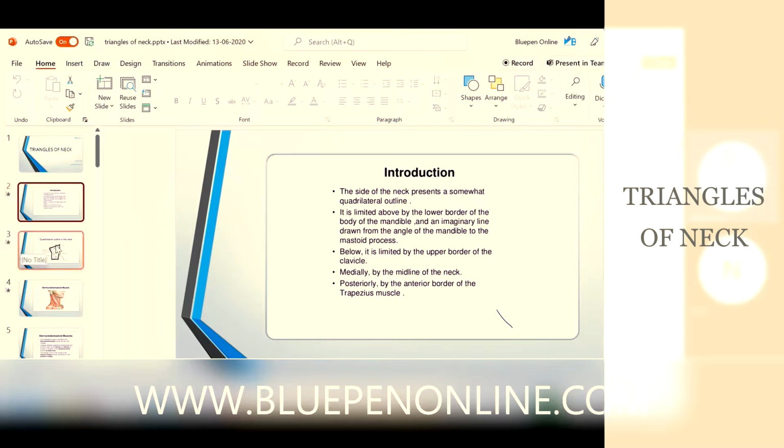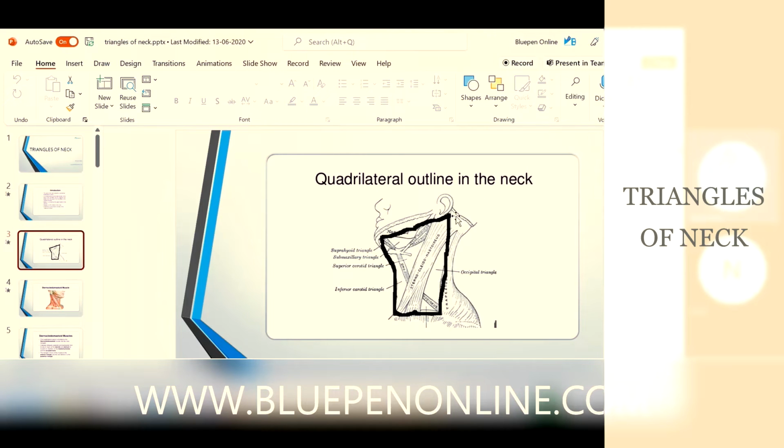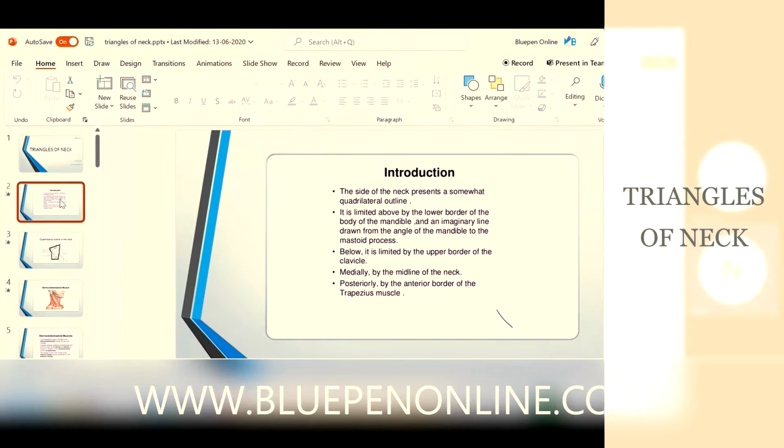I'll show you in this picture. See, this is the side of the neck. It is somewhat quadrilateral in shape, bounded above by the lower border of the mandible, and from the angle of the mandible an imaginary line is drawn to the mastoid process. So this is the upper boundary. Is it clear? Yes, ma'am.